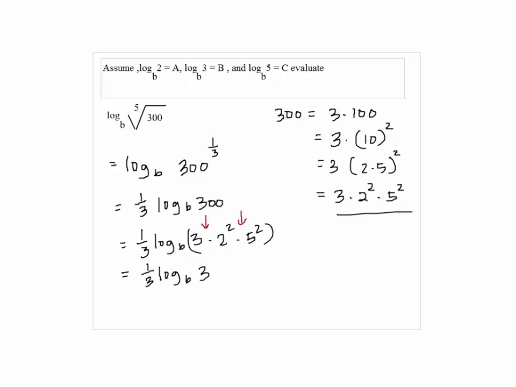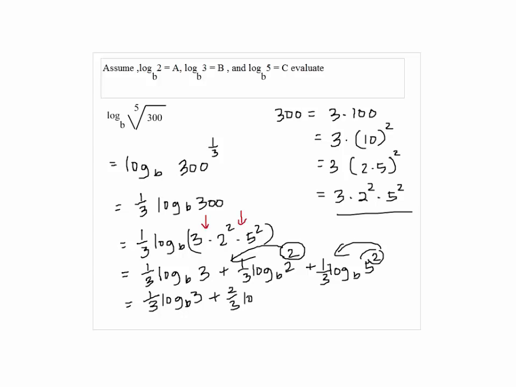Now 300 is 3 times 100, which is the same as 3 times 10 squared, which is the same as 3 times 2 times 5 squared. So we have 3 times 2 squared times 5 squared for 300. So we have 1/5 times log base b of 3 times 2 squared times 5 squared. Now we can use the product rule to split these three factors. So we have 1/5 log b of 3 plus 1/5 log b of 2 squared plus 1/5 log b of 5 squared.